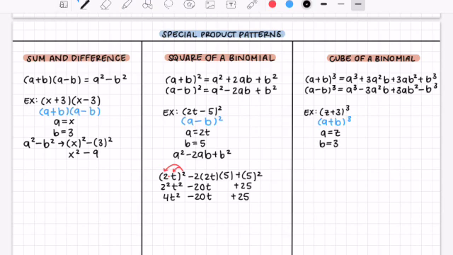Okay, so if I'm plugging it into this equation here, I have the expression a to the power 3 plus 3a squared times b plus 3ab squared plus b to the power 3. Then I substitute it in. I get z to the power 3 plus 3 times z to the power 2 times b, which is 3, plus 3 times z times 3 to the power 2 plus 3 to the power of 3. And then I'm just solving for it.